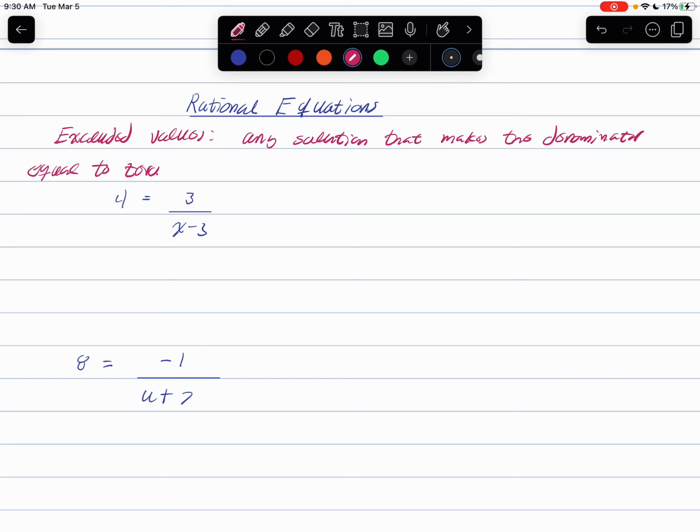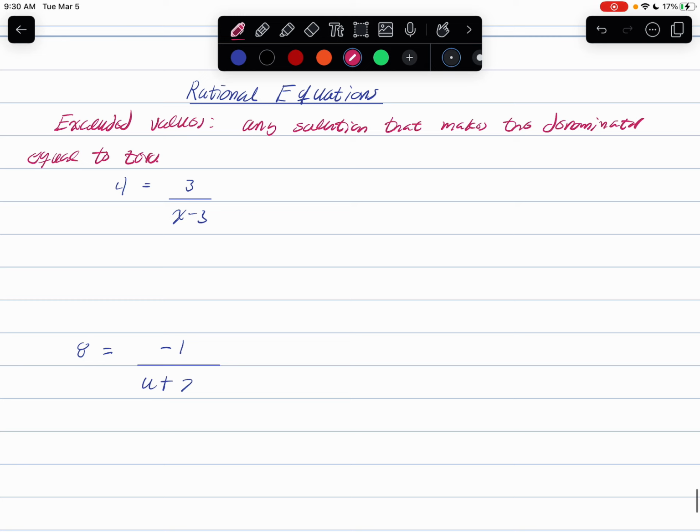But let's go ahead and jump into it and get started here. So that's something to remember. You always want to check. Before we even get started with any problem, we need to first establish what the excluded values are. So let's go ahead and do that.